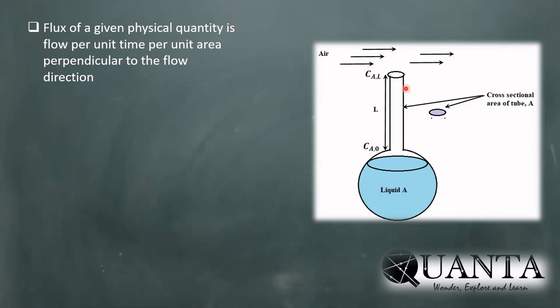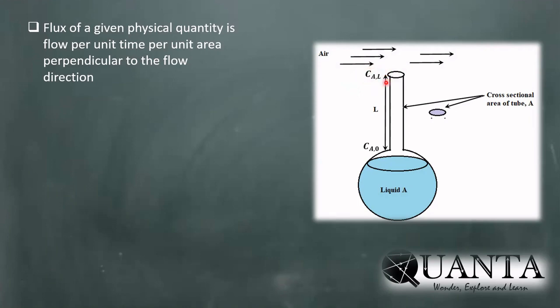At the open end of the tube, air is blown from left to right at constant velocity. The vapors arriving at the open end are taken up by the air blown past it. So as soon as the liquid A vapors are swept away by the airflow, they are replaced by another set of vapors arriving from the bottom, thus establishing a constant concentration CAL at the open end.